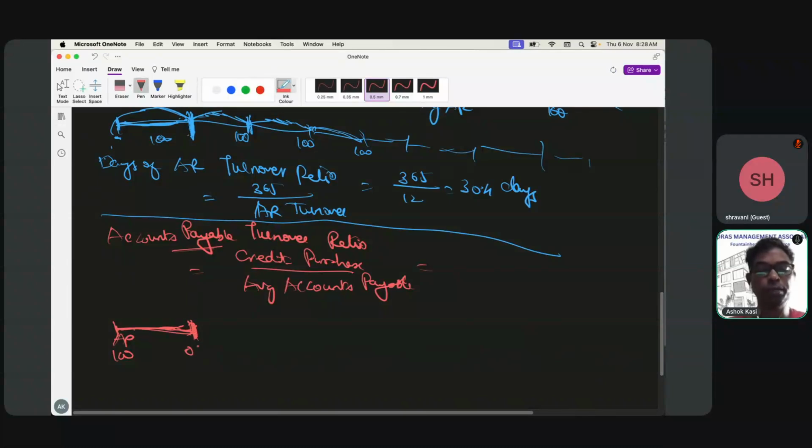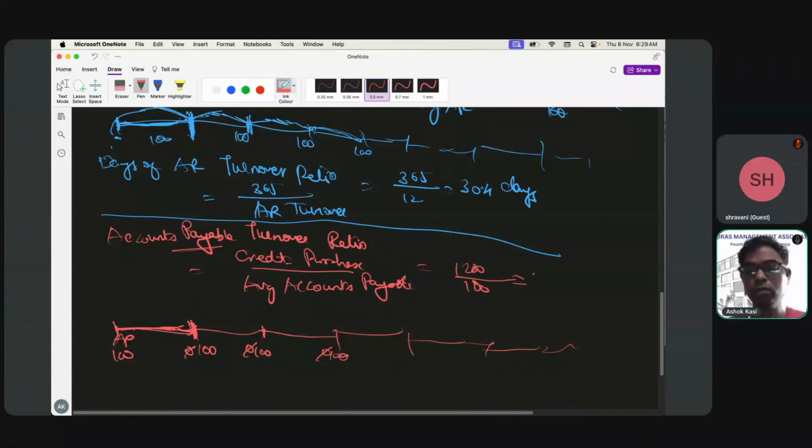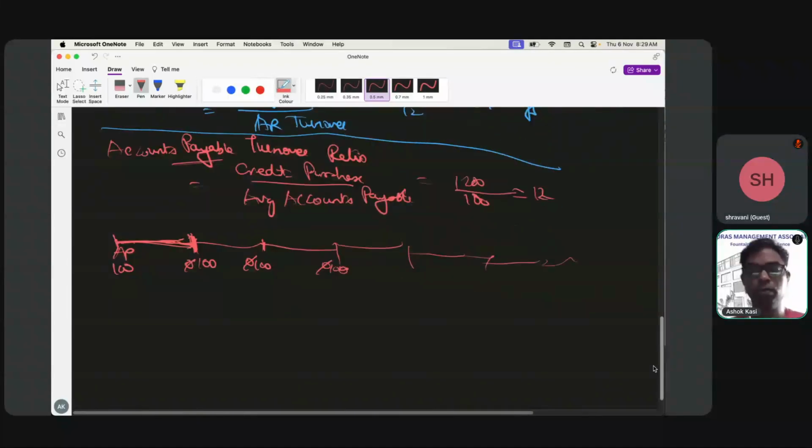Then again you are doing credit purchase, so again it will become 100. Then after a few days, again it becomes 0 because you are paying. Then again you are doing credit purchase and it becomes 100. Imagine in a year it is happening again and again. So average accounts payable is 100, every time you have 100, and in a year imagine you have purchased 1200 rupees worth. So this is 12, the accounts payable turnover ratio.